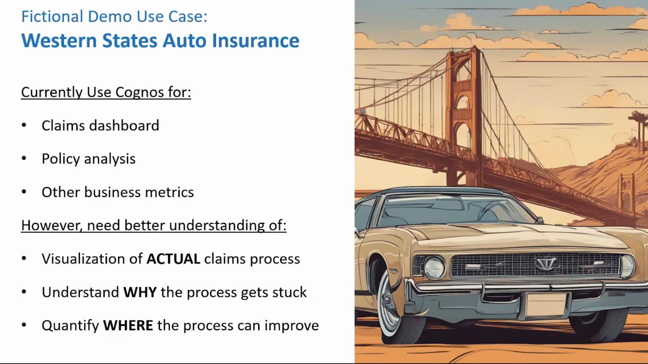So I'm going to take you through some of the current state, but then what we really want is the ability to understand the actual process and visualize that in a standard representation. We want to understand why it's getting stuck in certain places. I can see that there's claims that are running over our expected SLA, but why? Why is that happening? And then looking at where we can improve, and understanding based on the information that we already have, how can I make improvements? How can I move this forward?